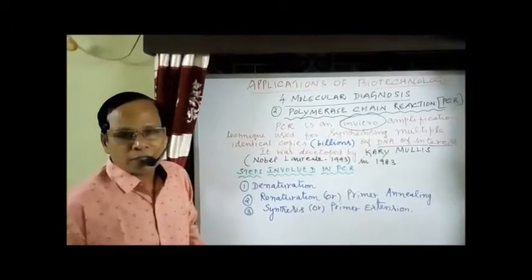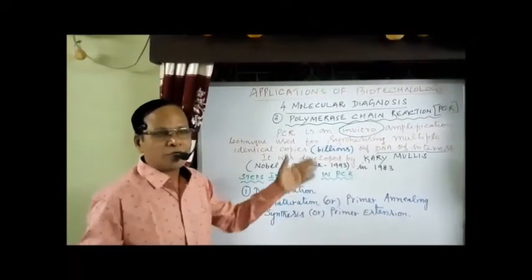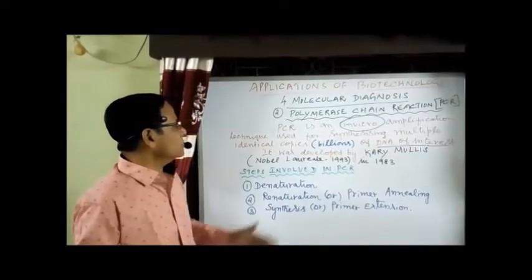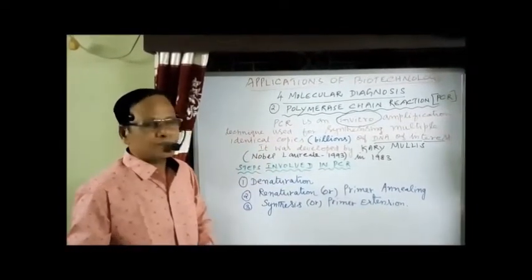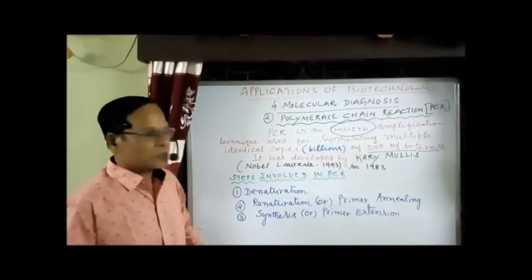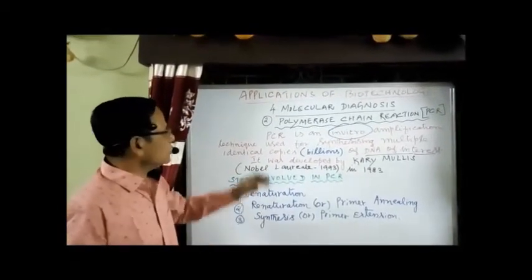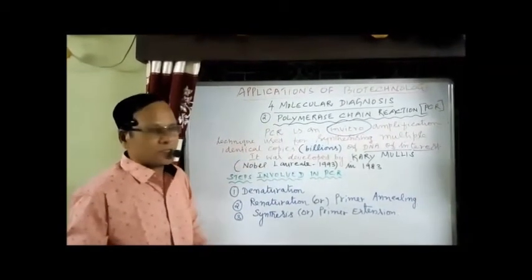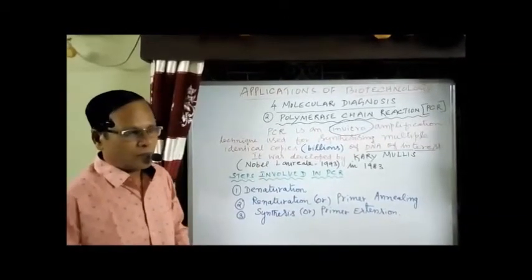A segment of DNA is nothing but a gene, you know that. That's why I also use the term amplification of genes. The method was first developed by Kary Mullis in 1983, and he was awarded the Nobel Prize in 1993. That's about polymerase chain reaction, in vitro amplification of DNA of interest.